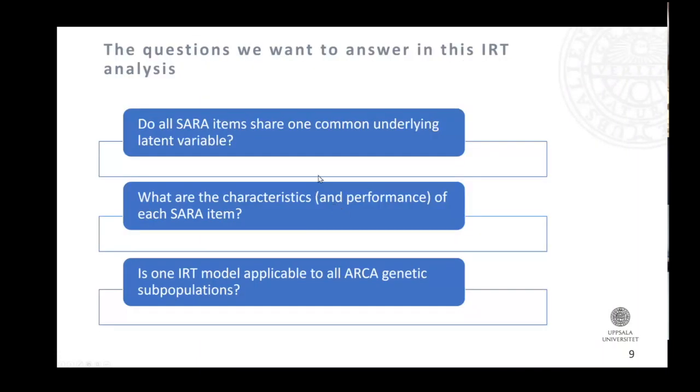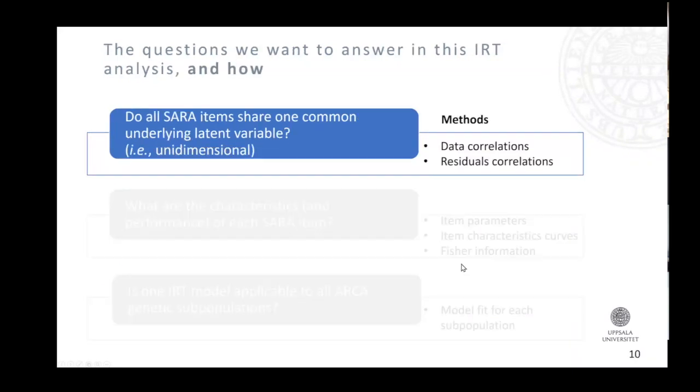So the questions we wanted to answer in this analysis were: do all the items share one common underlying latent variable as we assume in the model? What are the characteristics of the different items and their performance? And can we use one IRT model across the different ARCA subpopulations? So to start with the first one, do they all share one common underlying latent variable?